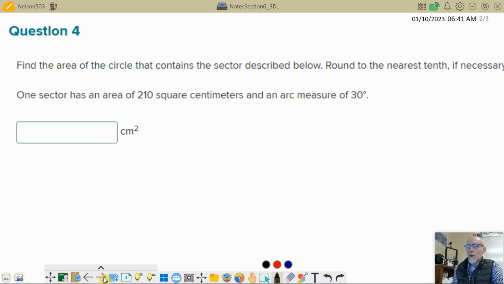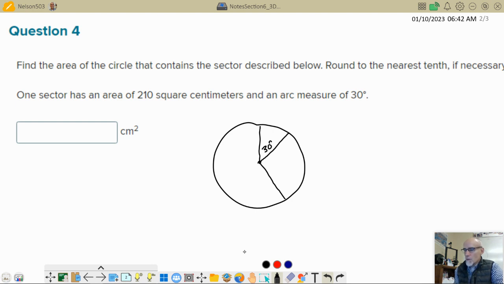The second type of problem I wanted to go over in today's homework is problem 4. It says find the area of the circle that contains a sector described below. Let me put a little sector down. I haven't even fully read the problem yet. Oh, shoot, it says a 30-degree angle, so I should make something that looks like a 30-degree angle. My bad. Let's erase this other radius. Now we've got something a little more realistic.